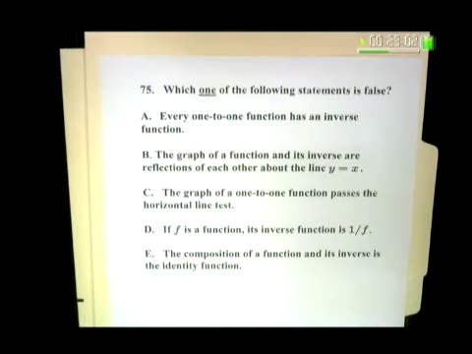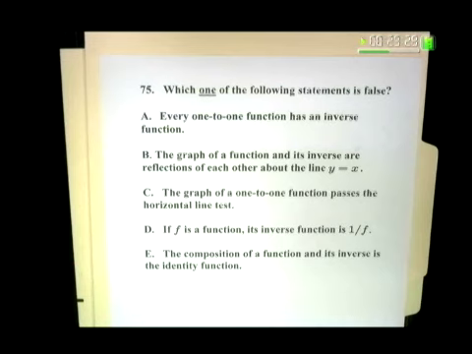So which one of the following statements is false? These are about inverse functions. In order for a function to have an inverse, the function has to be a one-to-one function. Remember, a function means that each x value is only assigned to one y value. One-to-one means it goes the other way. Each y value only has one x value.